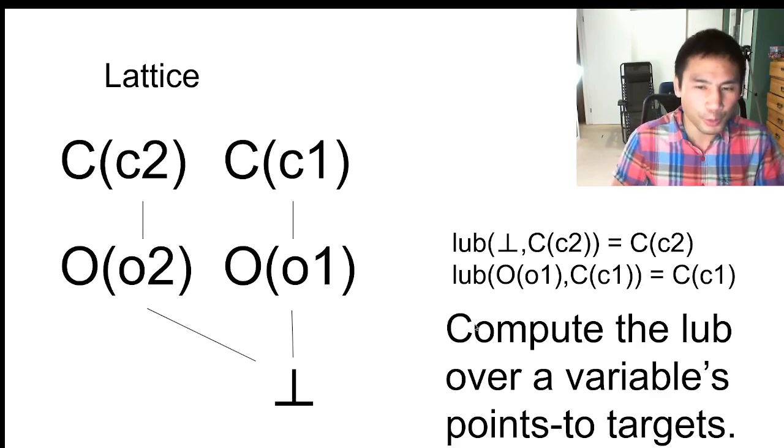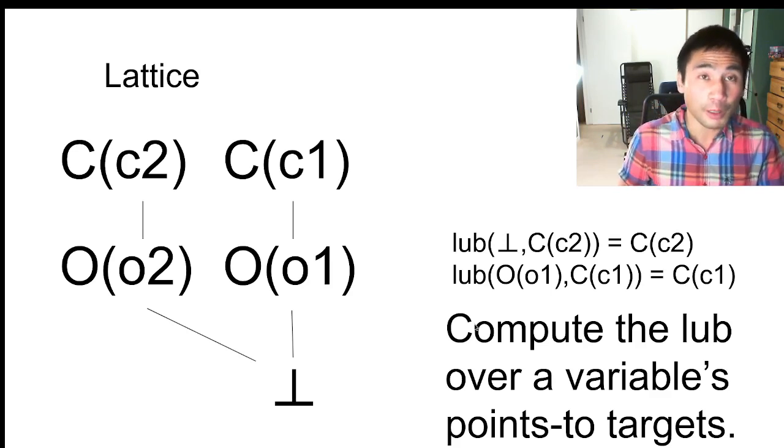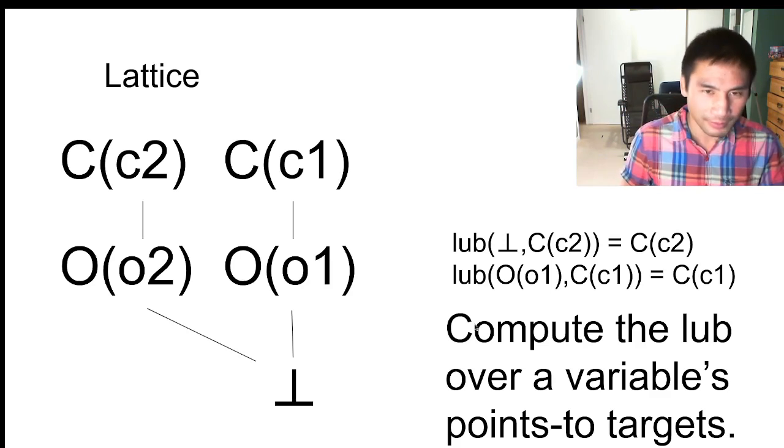And so what we want to do is compute the lub over a variable's points-to targets. You want to find something that the variable definitely points to, but you don't want to be so conservative that you say, well, it could point to everything. If you do that, then you lose accuracy and your life is terrible.